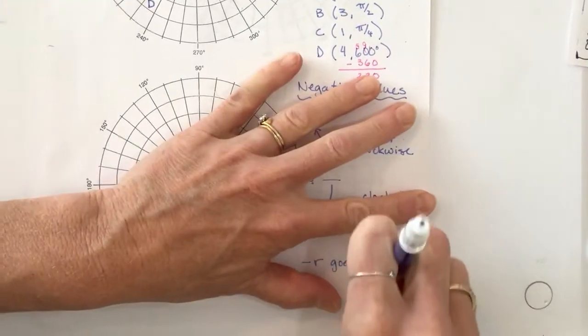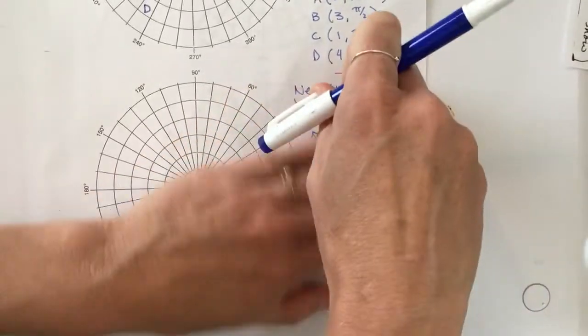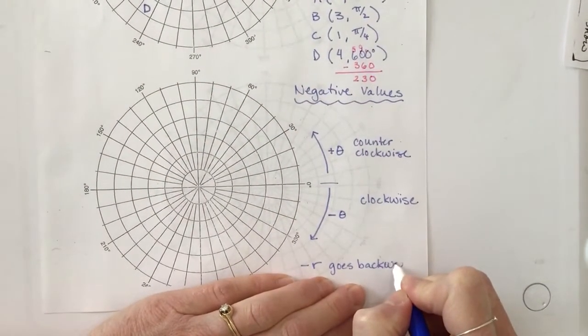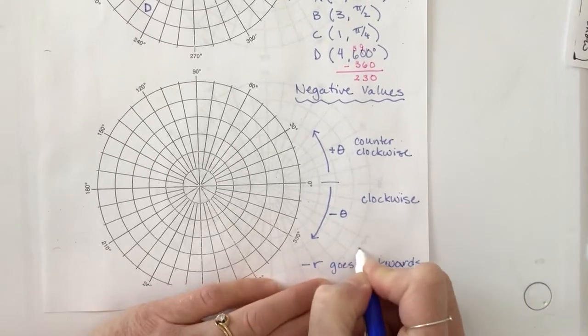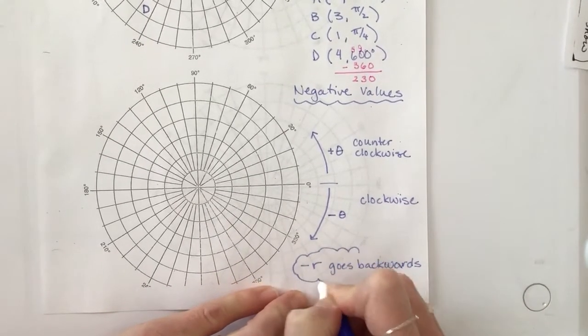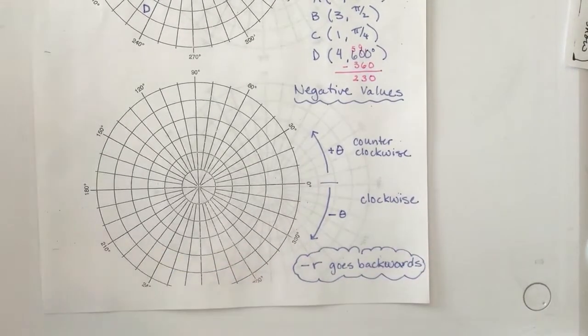Backwards, that's not right. Okay, backwards. That's important. But you're like, what does it mean? All right, so let's do one that's easy that we already know.